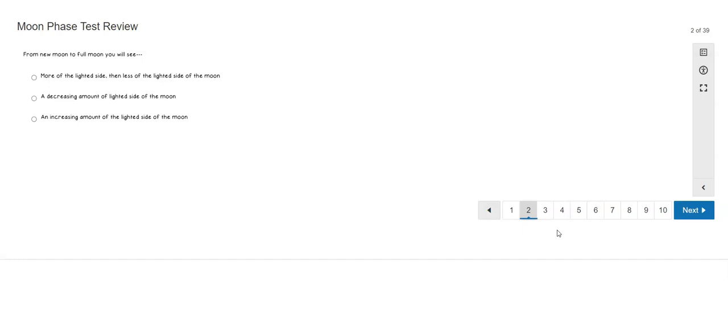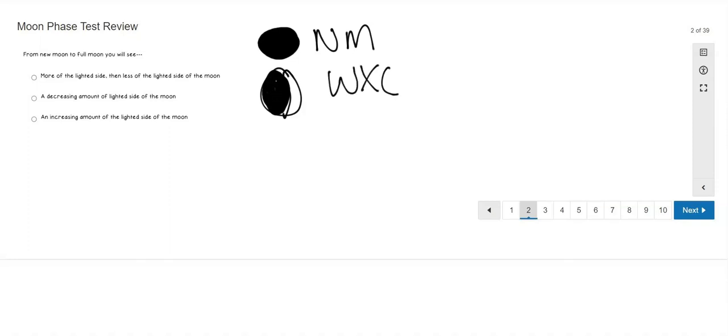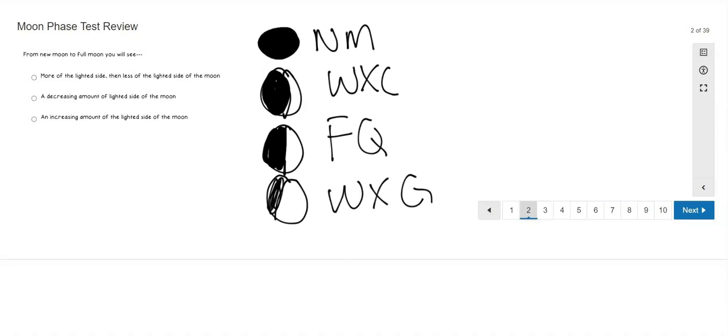Okay, so our first question says, from new moon to full moon, what are we going to see? So when we look at our moon phases, we have a new moon, then we have our waxing crescent, and then the light grows a little bit more, and we have our first quarter, and then it grows a little bit more with a waxing gibbous, and then we have our full moon.